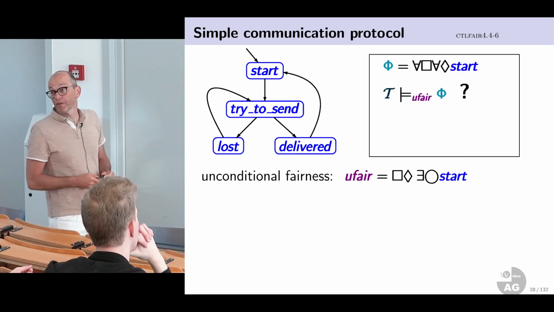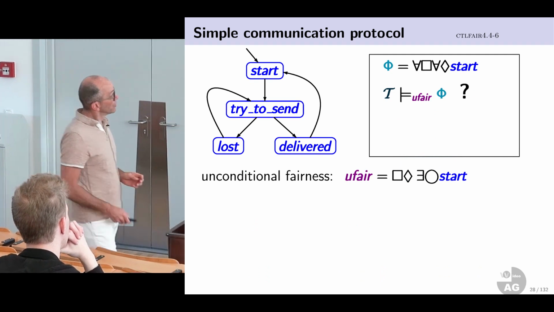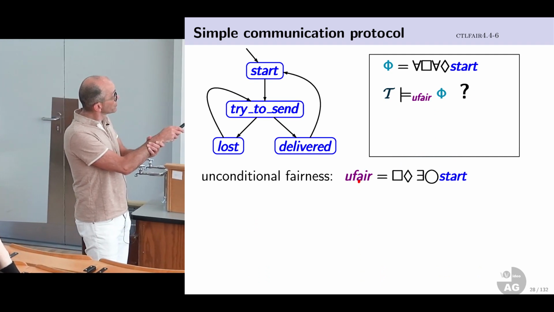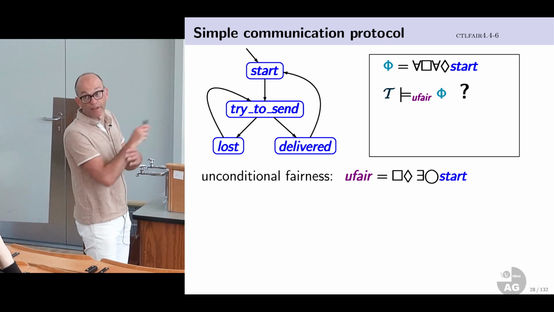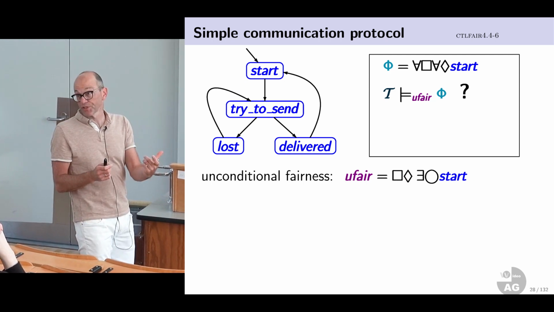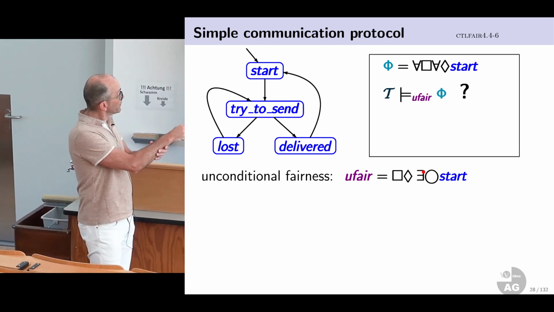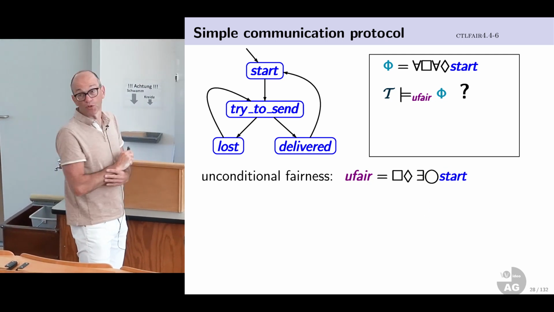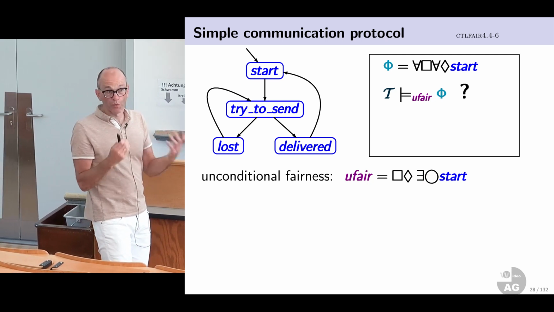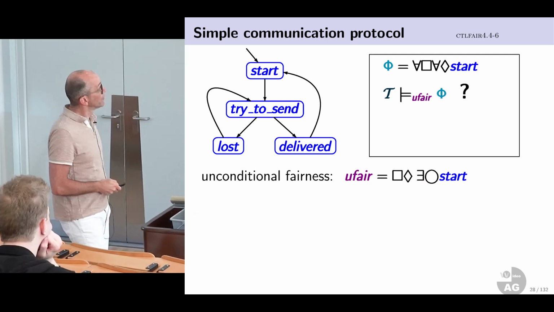Good, but now you can make things more complicated. So you can say something like the unconditional fairness assumption is infinitely often something. And this something is a CTL state formula. Okay? So this state formula says there exists a path such that next start holds. Okay, so how are we going to deal with these kind of fairness assumptions?